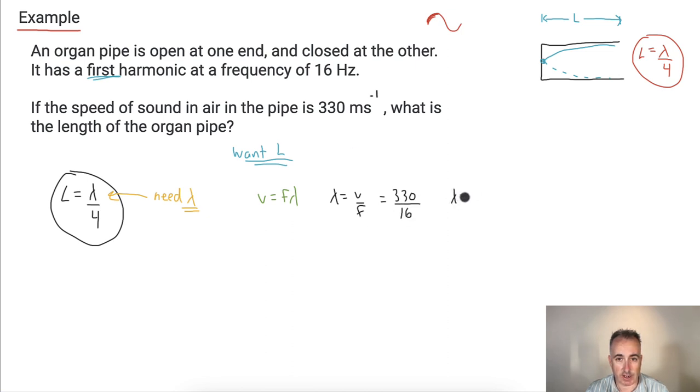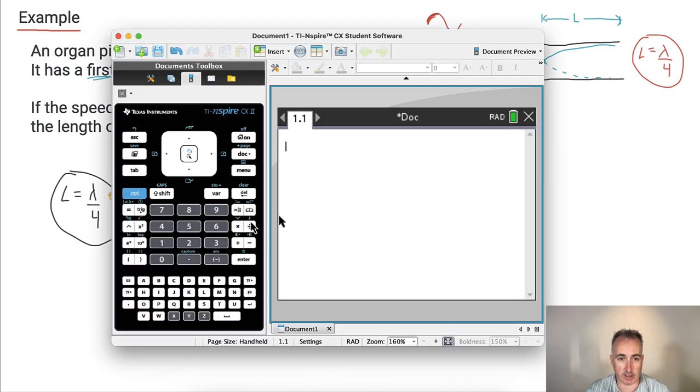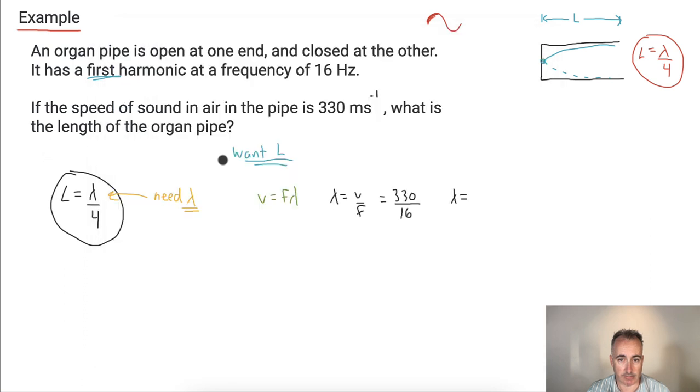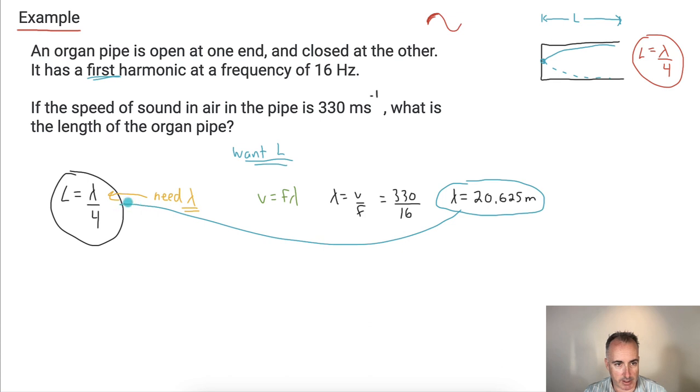So let's find lambda here. I need to do 330 over 16. I end up with 20.625. Now keep in mind that's in meters. That's actually a pretty large value, isn't it? That's a big wavelength, but fair enough. Now I take that and I put it into this equation. So now I have L.